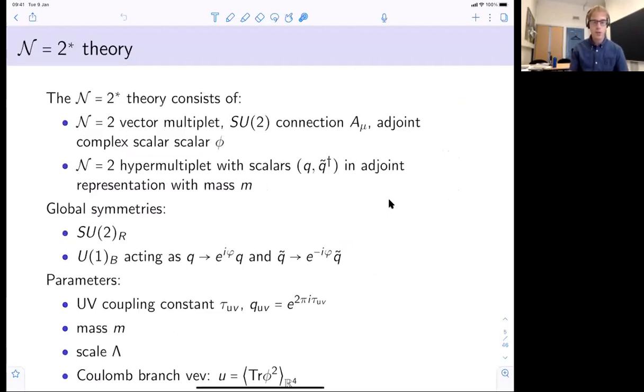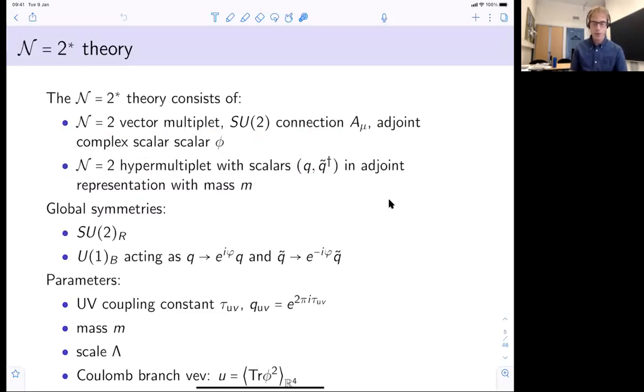The n=2* theory is the following theory. It consists of an n=2 vector multiplet, which consists of an SU(2) connection A_mu and an adjoint valued complex scalar phi for the bosonic fields. And it involves an n=2 hypermultiplet whose bosonic fields are the scalars Q and Q tilde dagger. These are also in the adjoint representation. And we include a mass term for this hypermultiplet with mass M.